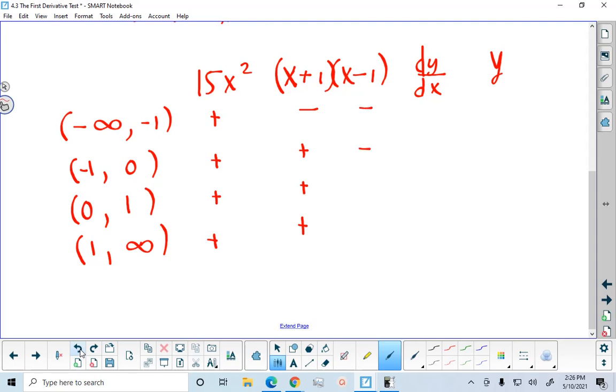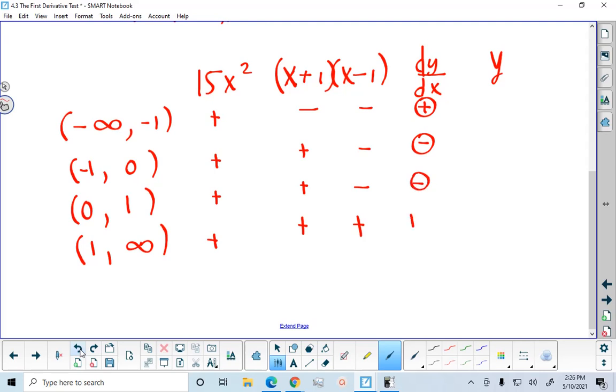Negative, negative, we still haven't reached the 0 of x minus 1. We're just about to pass through the 0 of x minus 1, which is 1, which means it switches. Then you multiply across the top. 2 negatives and a positive is positive. 2 positives and a negative is negative.